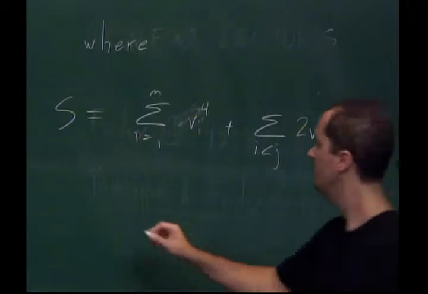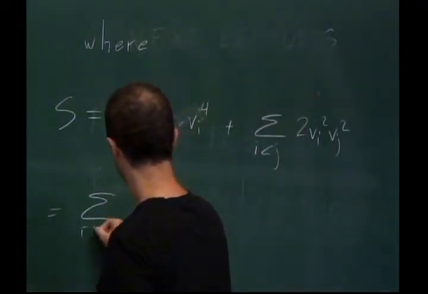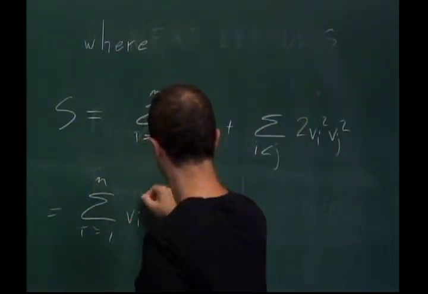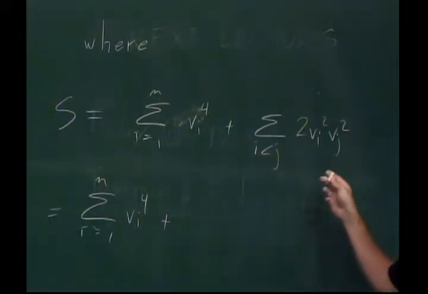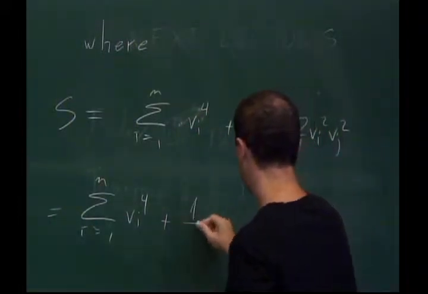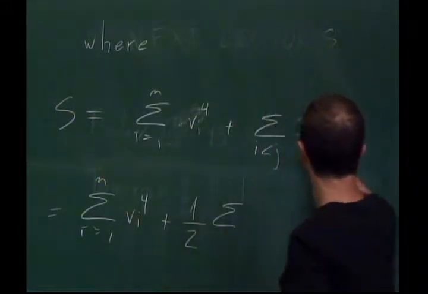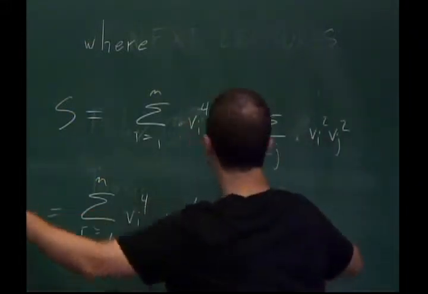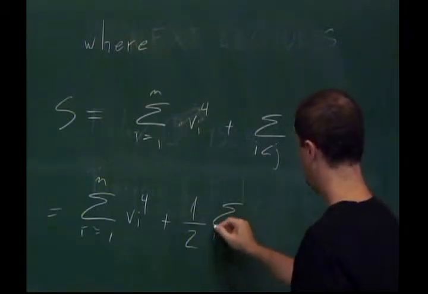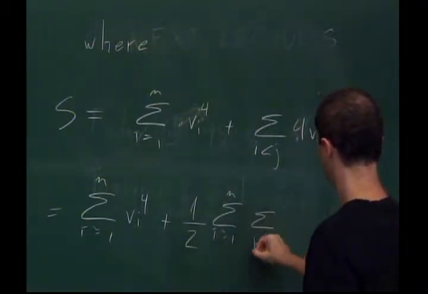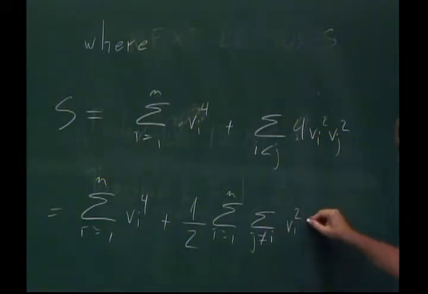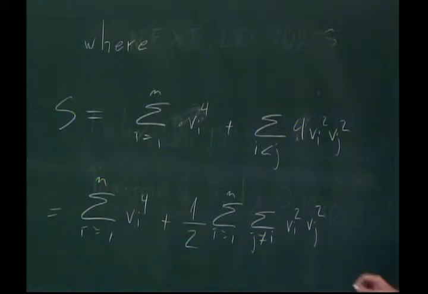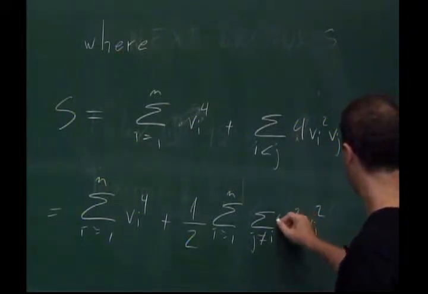This is the same as summing over all i that are different from j. Except that I have to divide by 1/2, and this is a 4, right? So it's the square of 2 here. And this is almost what we want. Well, there's a factor of 4 here.